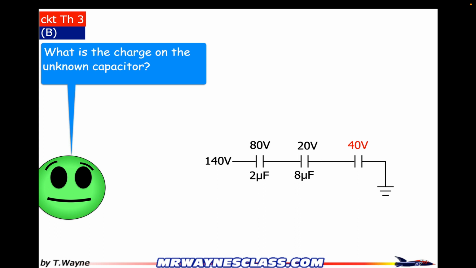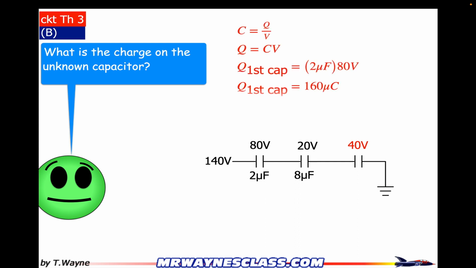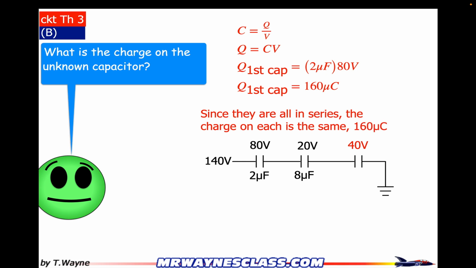Okay, now we're unpaused, and one of the rules that we had before was that in series, the charge is the same for all the capacitors in that series combination. So in this case, I could find the charge on any one of the capacitors I had enough information about, like the first cap, and I get 160 microcoulombs. Because they're all in series, that means each of these capacitors also has 160. So the 8 microfarad capacitor has 160 microcoulombs, and the unknown capacitor is also 160 microcoulombs.